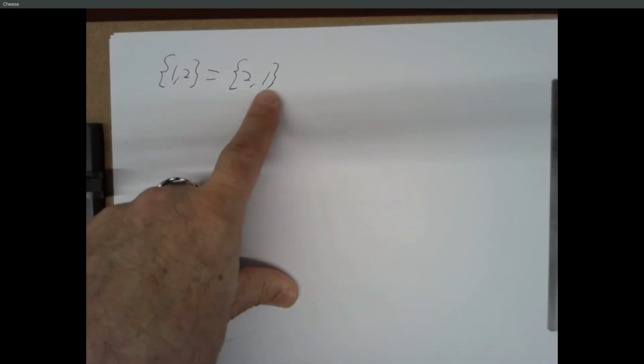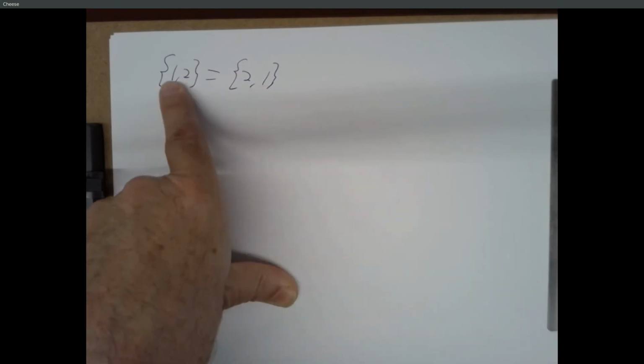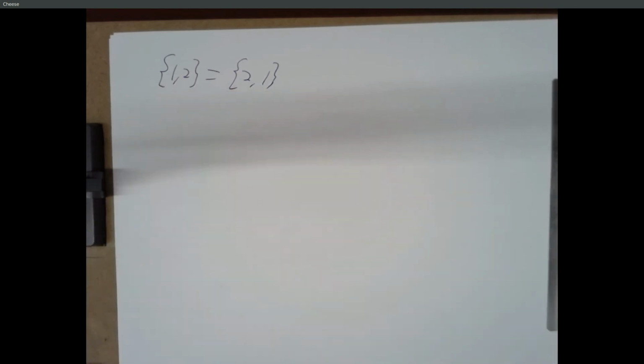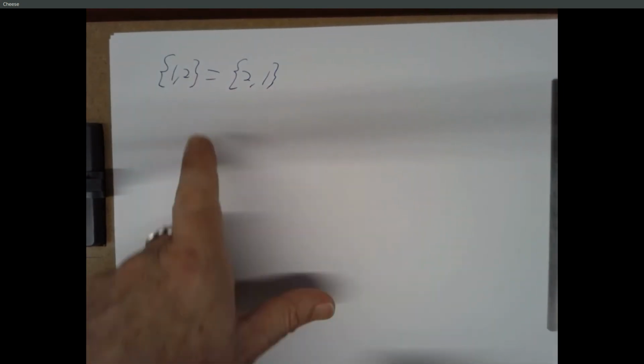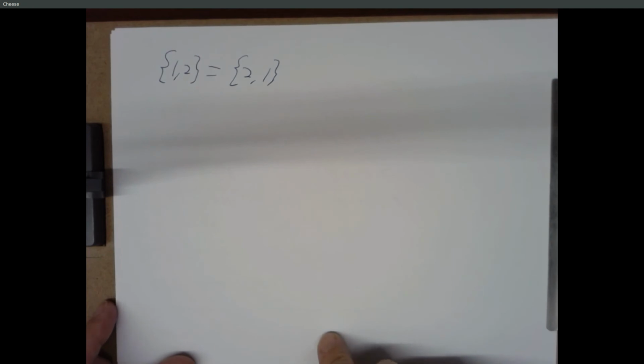2 is in this set, it's also in that set. And every element in here on the right, 1 is in the set on the left, 2 is in the set on the left. An element belongs to the set on the left if and only if it belongs to the one on the right. Those are exactly the same set. We can say that they're equal. And this reflects the fact that the order is irrelevant. Right? There is no first element of the set.